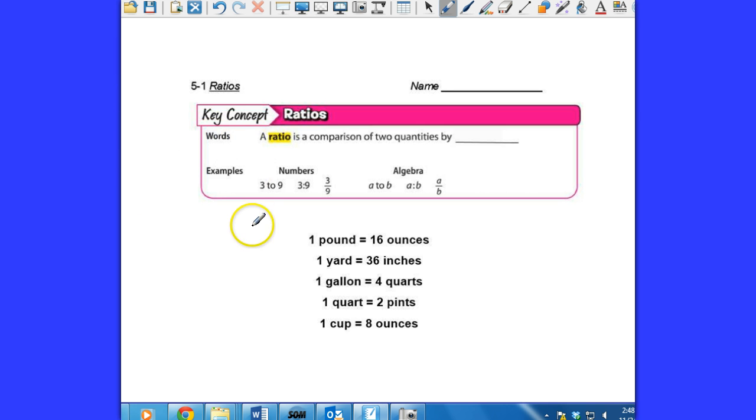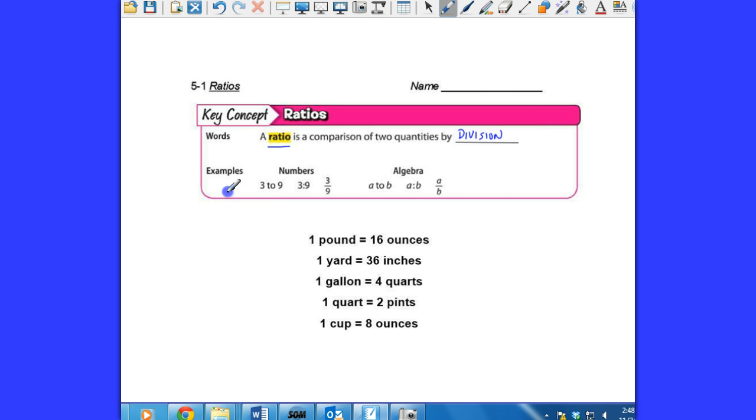So you should have this paper in front of you, and it just begins with our definition today, the word ratio. Ratio is used when we want to compare two things, two quantities, and we compare them using division. Division goes in this blank line. So anytime we're comparing two different things to each other, that's what we call a ratio.